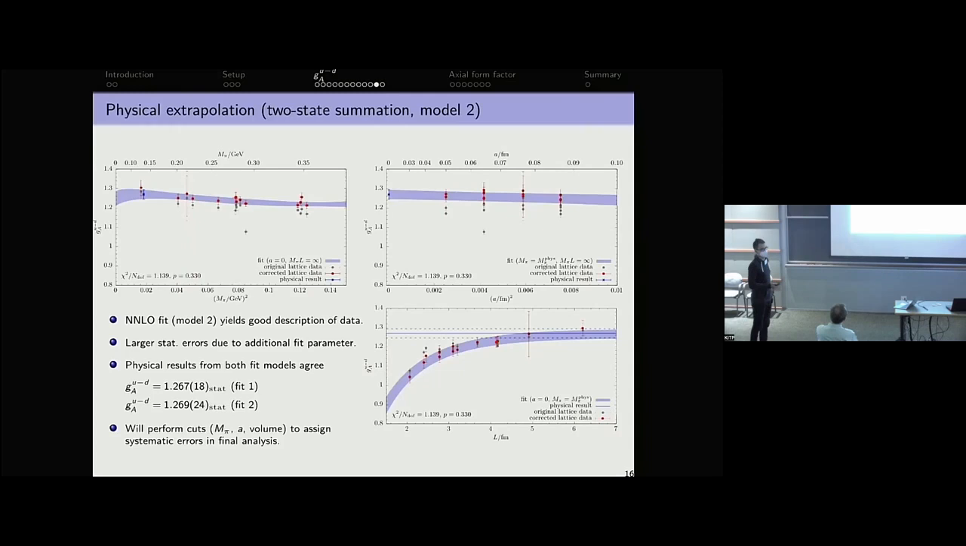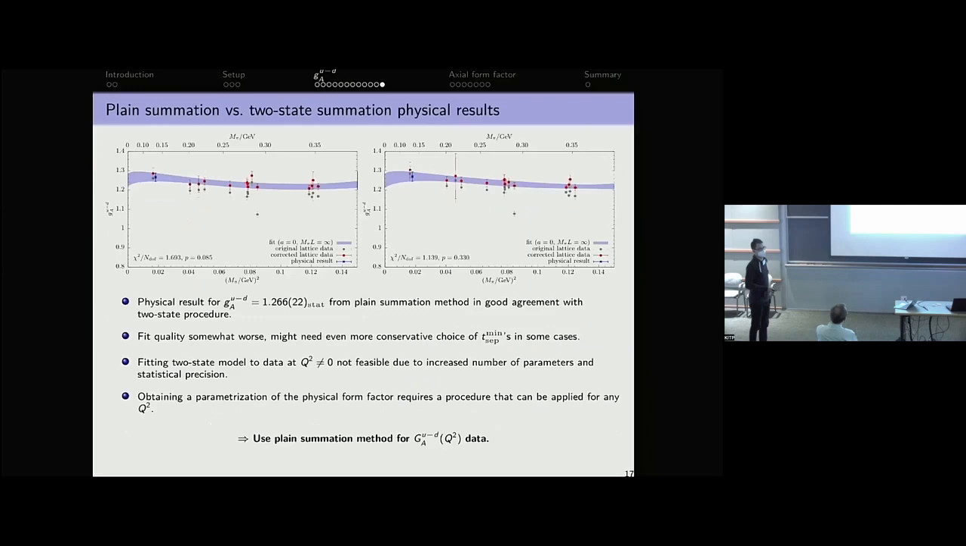Now, one last thing. What I have shown in the previous two slides were results from this two-state fit model. Now you can ask yourself, how does this compare to using just a plain good old summation method? And what you find here is that this gives, again, very compatible results. However, if you look closely, comparing the results of the plain summation method versus the two-state summation method, you can see that this is a slightly worse fit, actually. That might be a hint that for the plain summation method, you might need to be even more careful with the choice of your t-sep-min. Of course, it could also be fluctuation. This would still be, I guess, acceptable.